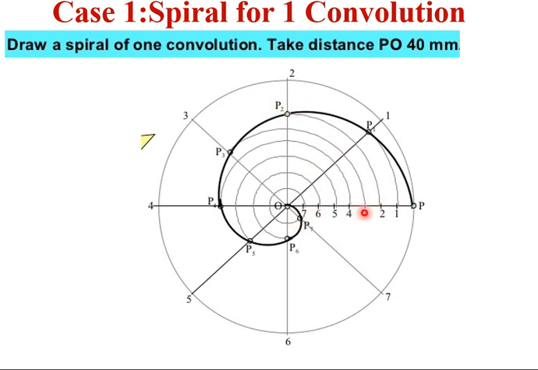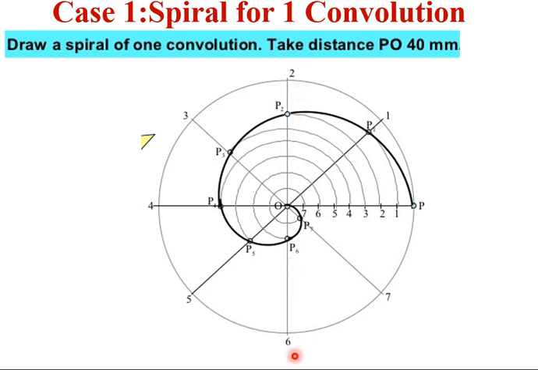Take distance O3 in your compass, mark on O3. Take distance O4 in your compass, mark on O4. Take distance O5 in your compass, mark on O5. Then O6 and O7, and the last point is again point O. In this way you can get P1, P2, P3, P4, P5, P6, P7 and this last point. Join all these points with the help of freehand and make it fair with the help of your French curve. Make it dark. This is your Archimedean spiral for one convolution.